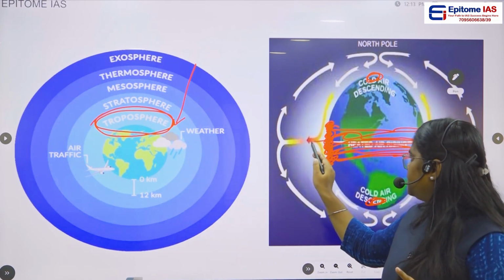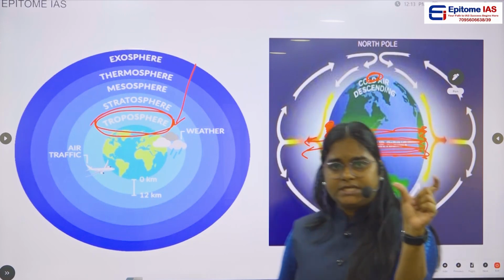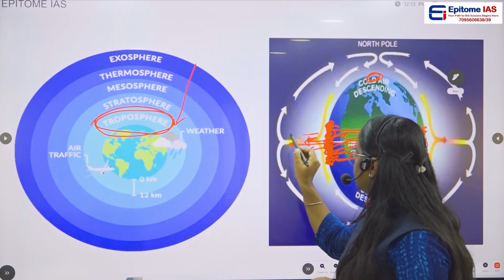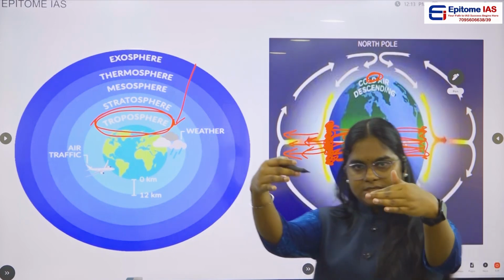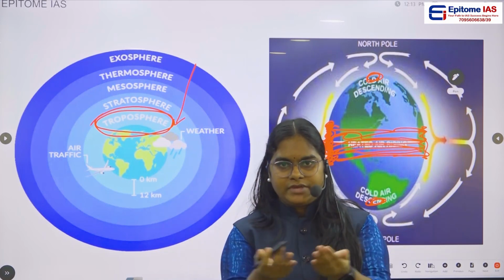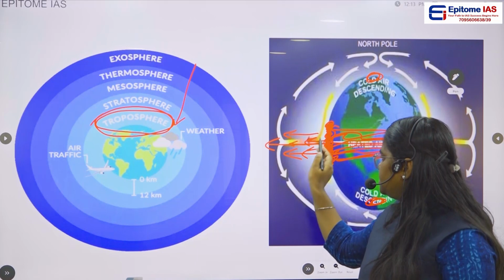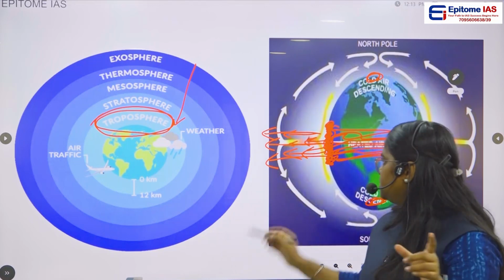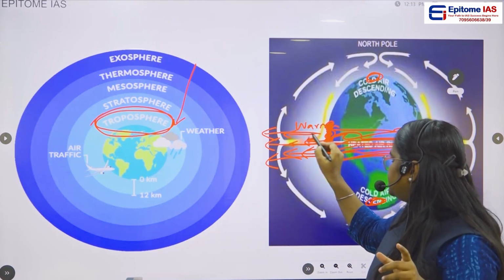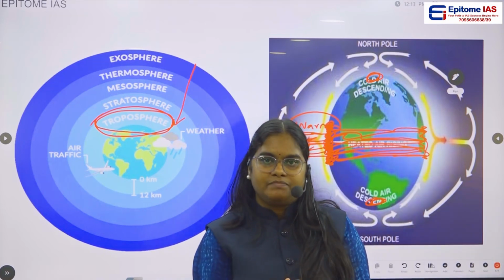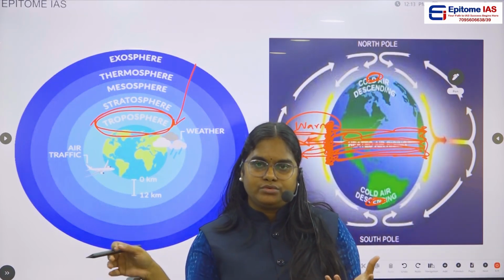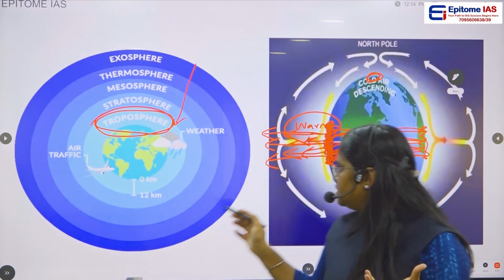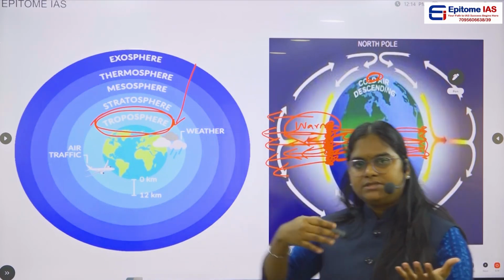Now what will happen? The heated surface will give rise to strong convectional currents. So these convectional currents are rising in the area of the equator, and because of this, it will go to great heights. Okay, and also there is another reason: the air present in this equatorial region is warm air. So warm air has a lighter density compared to cold air. That's why it is present at higher heights.